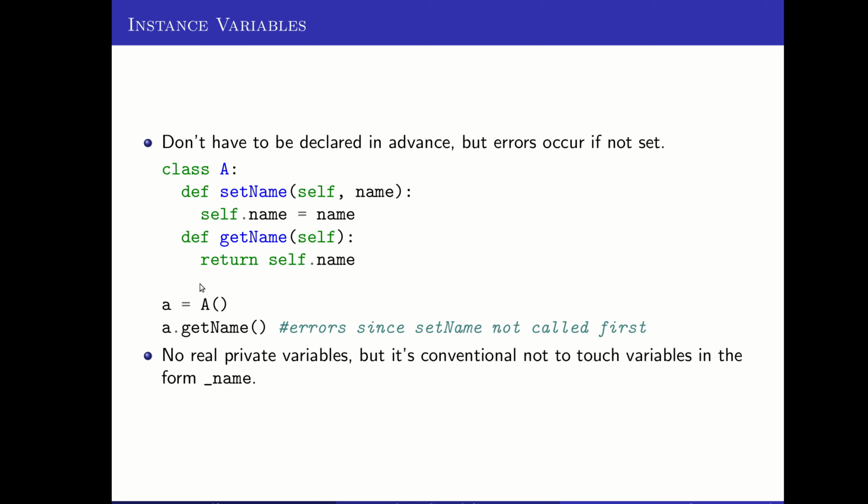I say a equals a new a, which calls to that automatically defined no parameter constructor, which doesn't define any instance variables or anything for me. And then I call a.getName, which tries to get self.name, but self has no name at this point. If I had called setName first, that would be fine, but this is not the best of designs. The better design would be to define my own constructor and to make sure that self.name started out with some value, and we'll see an example of that on the next slide.